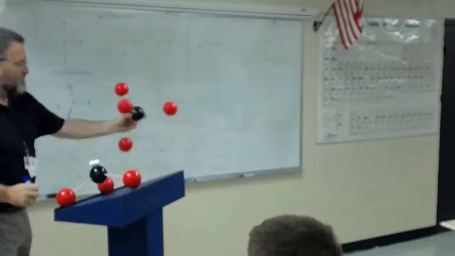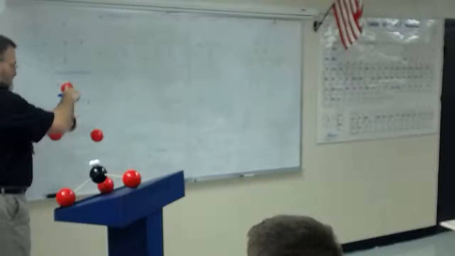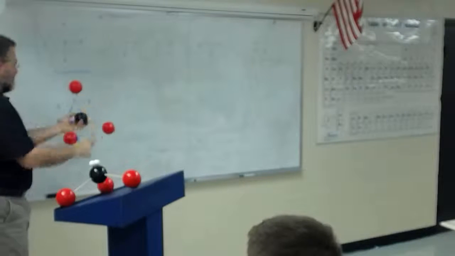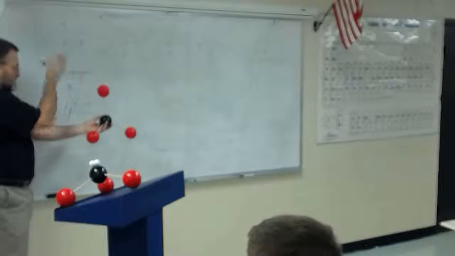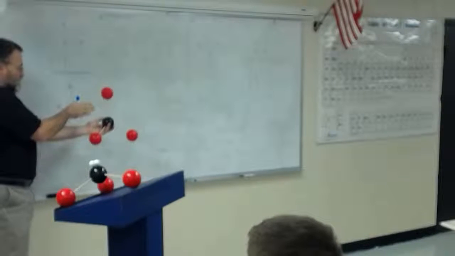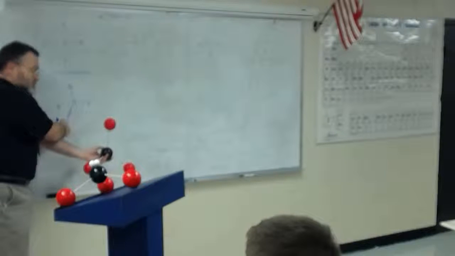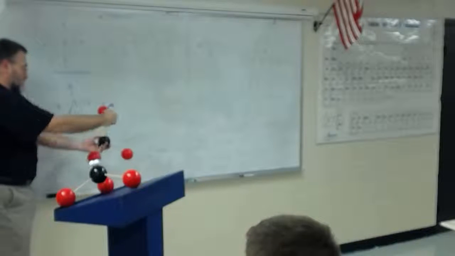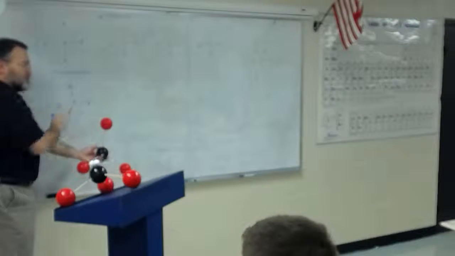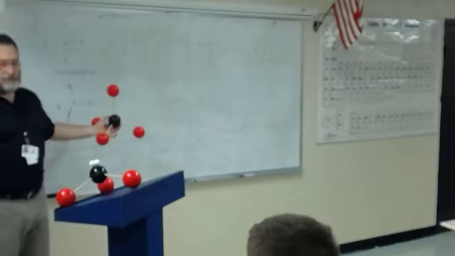Just to refresh your memory, we're going to take two of these attached elements and lay them in a plane with the central atom. And from that point, you're going to have one atom that's coming out of the board towards you, which is represented by this triangle, and one that is going back into the board, which is represented by that dotted line. Okay?